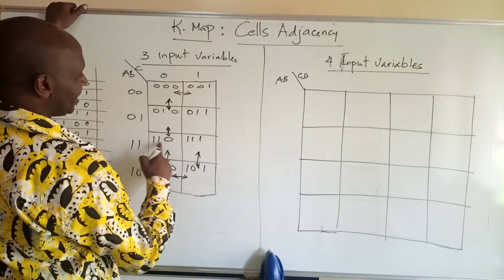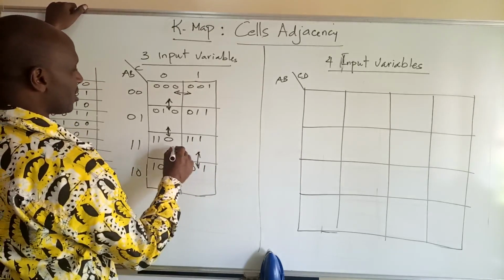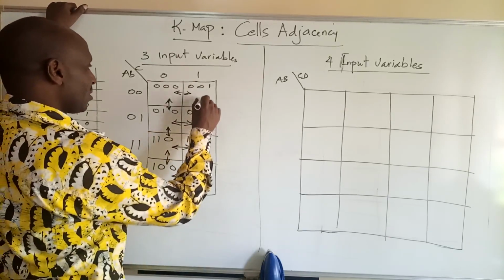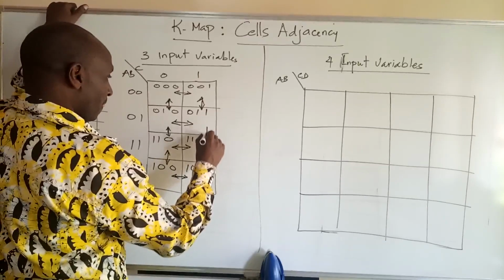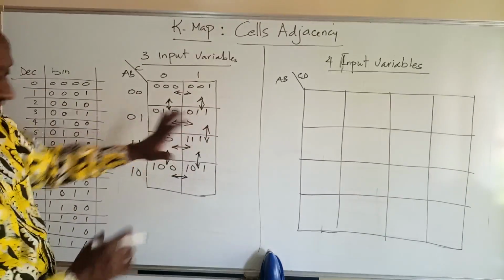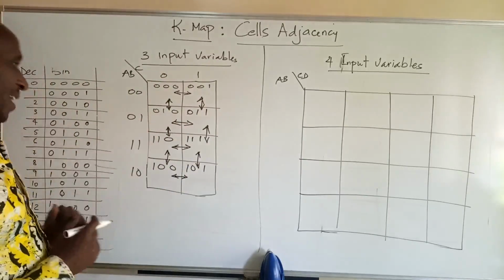What about this and this? Yes, 0, 0, 1. One change. So these bits are also adjacent. These also are adjacent. So dear friends, inside the map, the adjacency is verified.